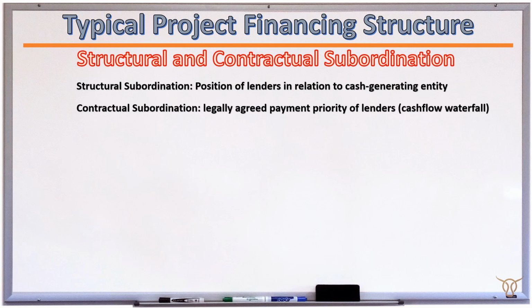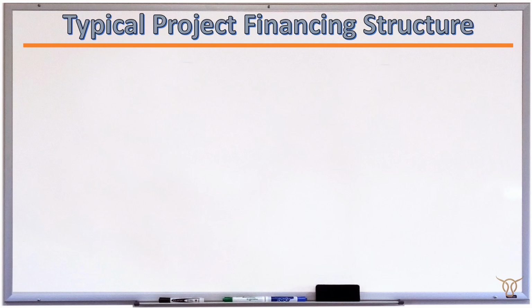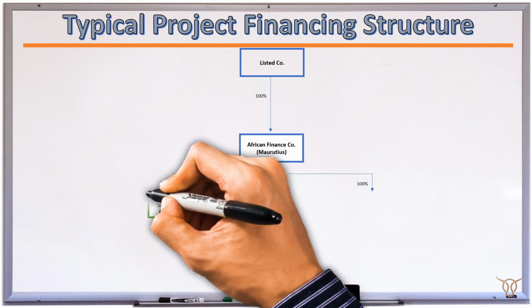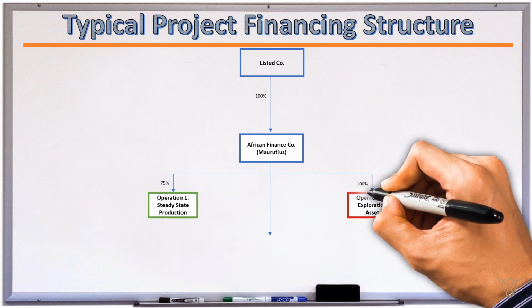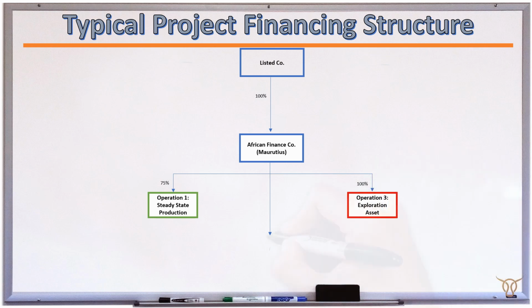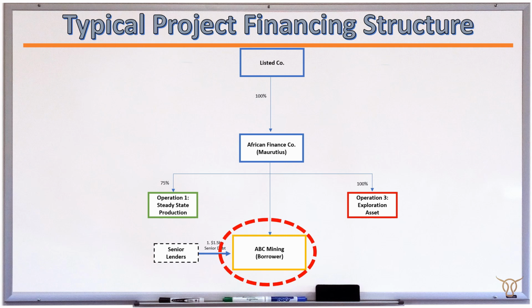Taking these issues into consideration, we can begin to structure a project financing transaction. The transaction diagram highlights a basic skeletal structure typical of a project financing. The ultimate sponsor is a listed company, Listed Co. It has numerous mining operations located around the world, each at various stages of the mining life cycle. The transaction in question is a $1.5 billion senior debt loan to develop one of Listed Co.'s South African assets, ABC Mining. The borrowing entity in this transaction is ABC Mining, and it is currently in construction phase.